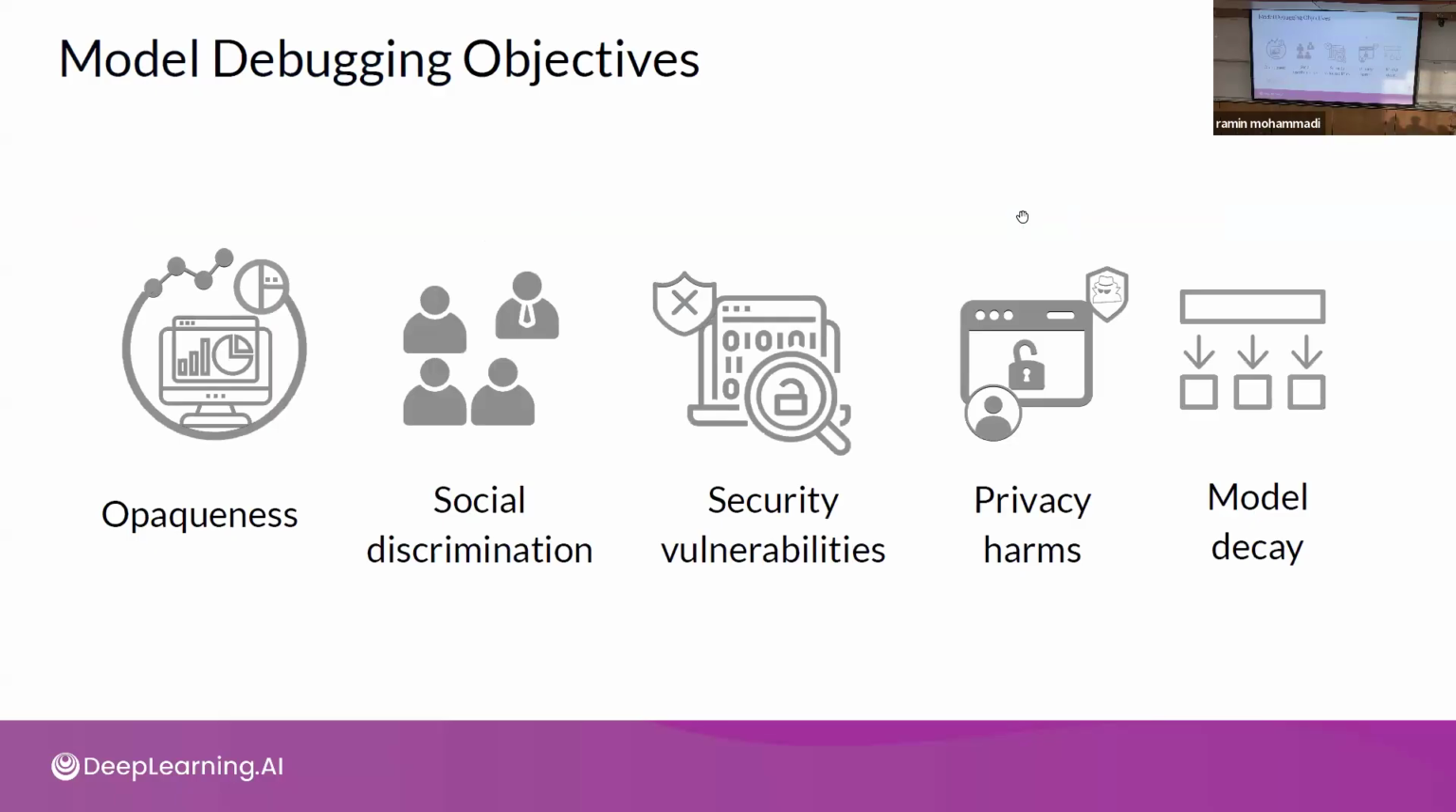Now, when you want to debug a model to see if this model is good from a software perspective, from ML as a whole, as a framework, you need to look for certain things. One of them is opaqueness. At least I personally believe it's really important that if your model makes a decision, you need to be able to justify that decision.